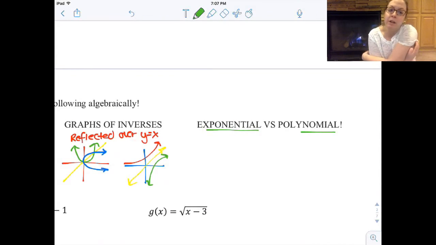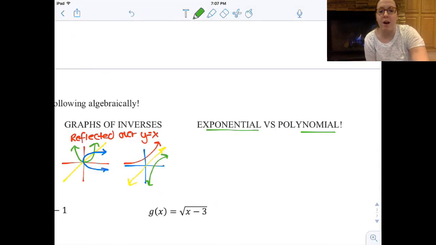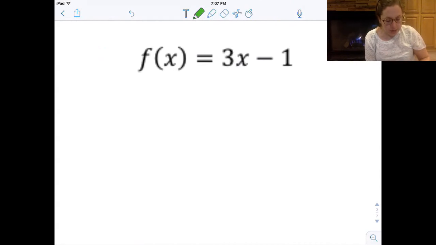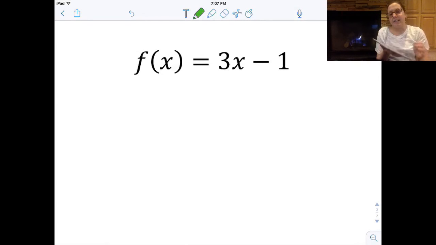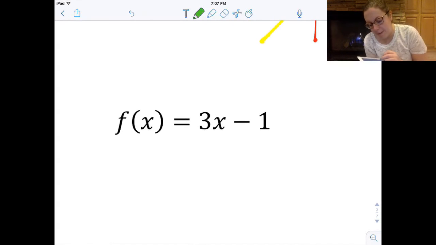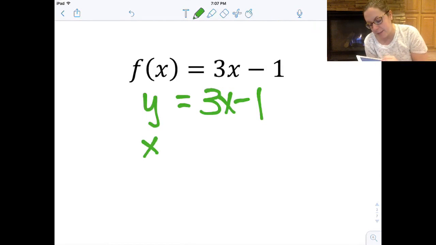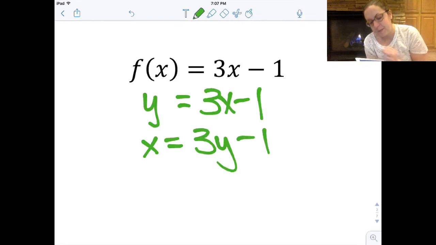So with that all said, let's start with some more basic ones. For this one, I see f of x equals 3x minus 1. Remember that f of x is really just y. So this isn't even switching my x and y. That's just rewriting with y. Then I'm going to switch x and y. And now the algebra 2 is done. Now everything else here is algebra 1. So I'm going to solve this for y. I'm going to add 1 to both sides and divide both sides by 3.